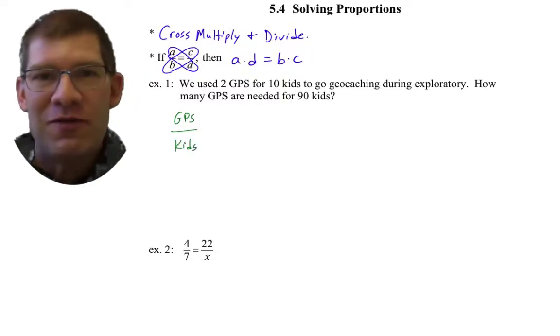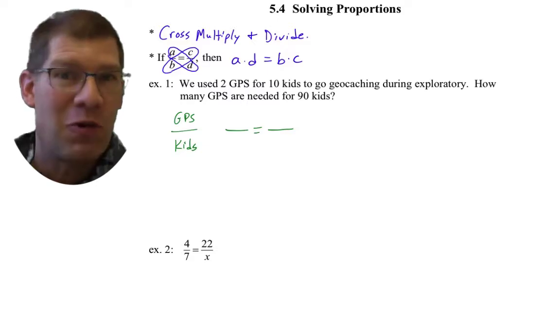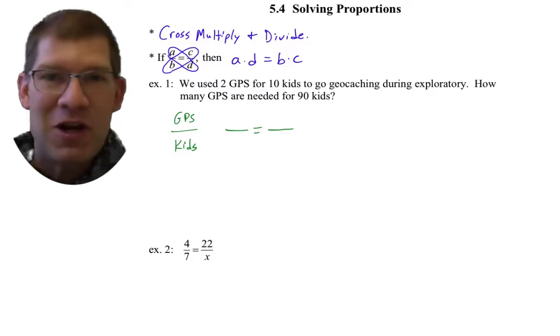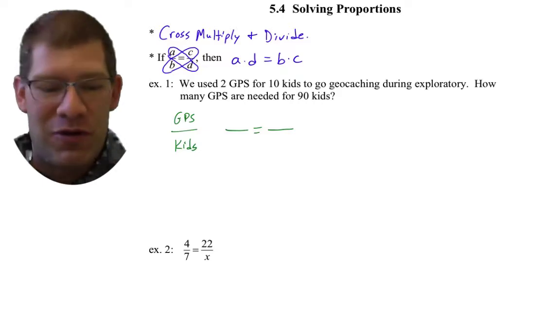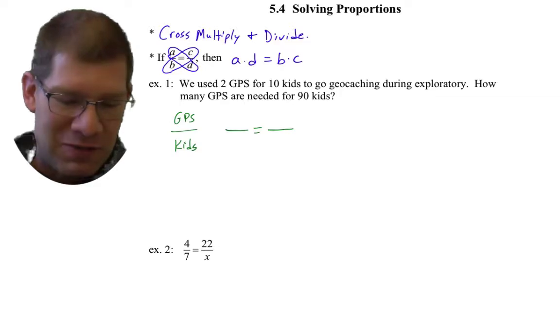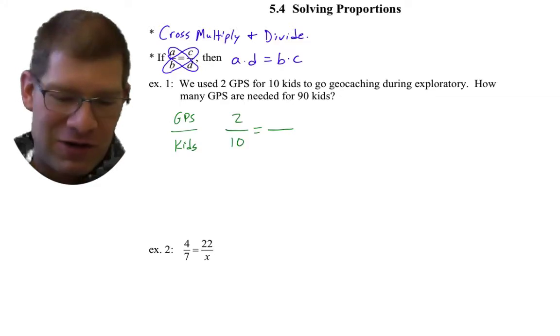You could do the other way if you wanted to, but as we set up a proportion, I'm going to have one fraction equals another fraction. Earlier sections cover proportions are one ratio or one fraction equals another ratio, another fraction. You need to make sure the number of GPSs are on the top for both. The number of kids are on the bottom for both. So okay, 2 GPS receivers for 10 kids. That's going to be my first ratio or my first fraction.